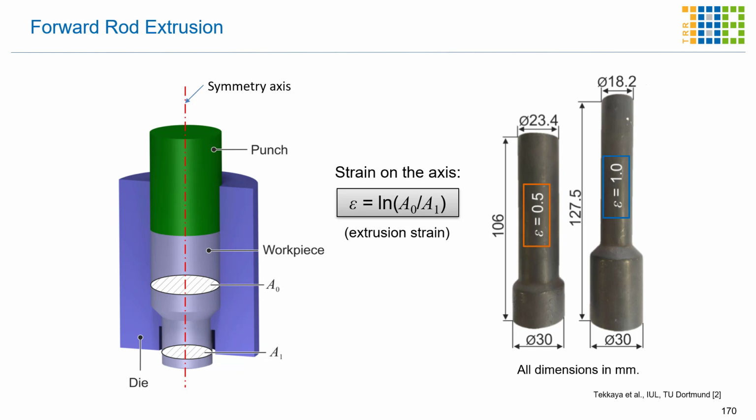When we consider a cylindrical billet in forward rod extrusion, the material properties of this billet during the process can be affected or controlled by the process parameters. The most important process parameters are the reduction area, so the extrusion strain, as well as the shoulder opening angle, which is located here. With the shoulder opening angle we can control the stress state, while with the extrusion strain the strain hardening can be controlled.